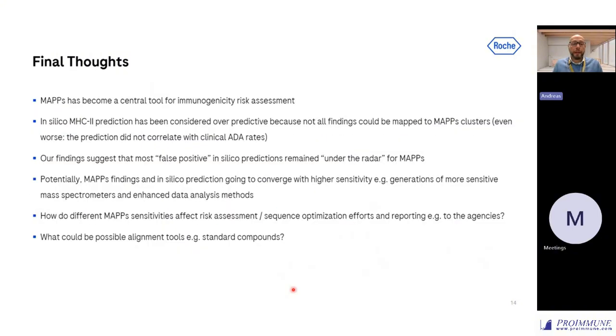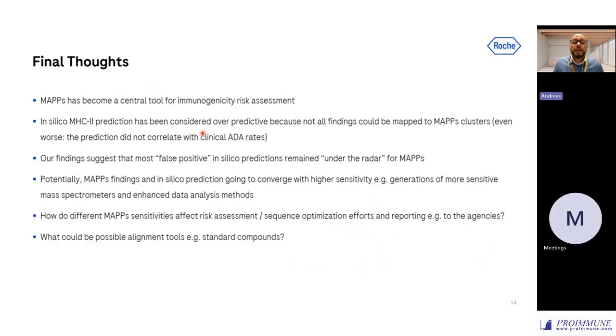So to wrap up, as mentioned, MAPS has become a central tool for immunogenicity risk assessment, and the predictions are considered over-predictive because they couldn't be mapped to MAPS clusters. And that's more of a joke, but sometimes there is the notion that in silico doesn't correlate with clinical ADA rates, which I don't think needs to be the case. I guess there's not a single assay that correlates with ADA rates. It would be like correlating affinity with overall response rates, and nobody would have this idea.